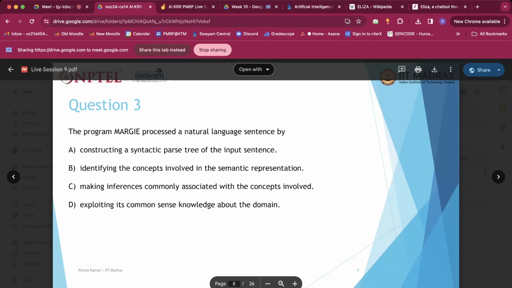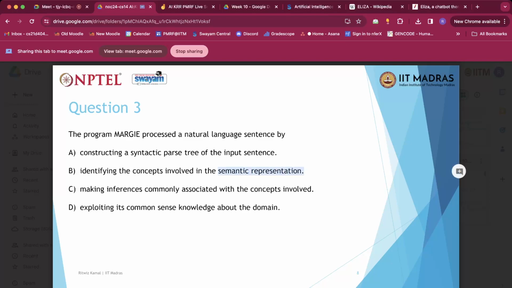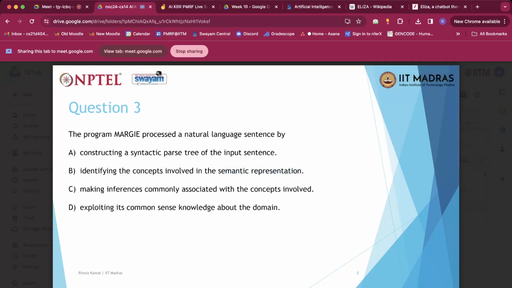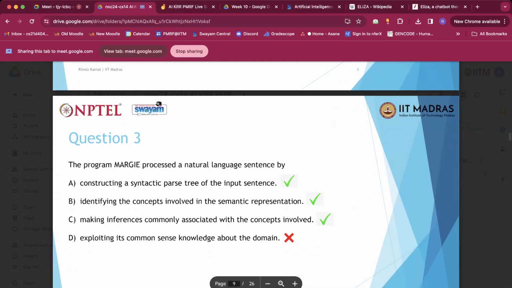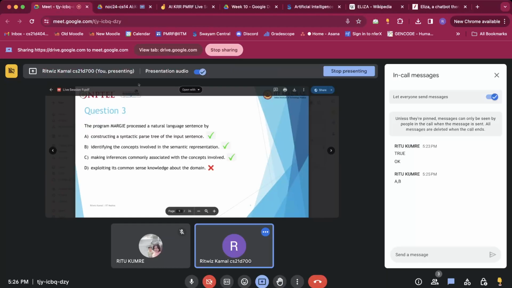Okay, so coming back to the options that we had, constructing a syntactic parse tree of the input sentence, this is correct. Identifying the concepts involved in the semantic representation, semantic meaning related to the meaning of the sentence, that is also correct. And then making inferences commonly associated with the concept involved, this is also correct. So the only incorrect option in this case is the last option, which is exploiting its common sense knowledge about the domain. Okay, so Marchi doesn't deal with the common sense knowledge about the domain, it is concerned with the first 3 options. Okay, any doubts there, or should we move on to the next one?